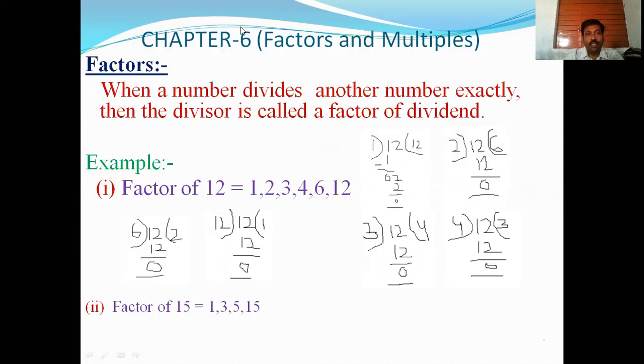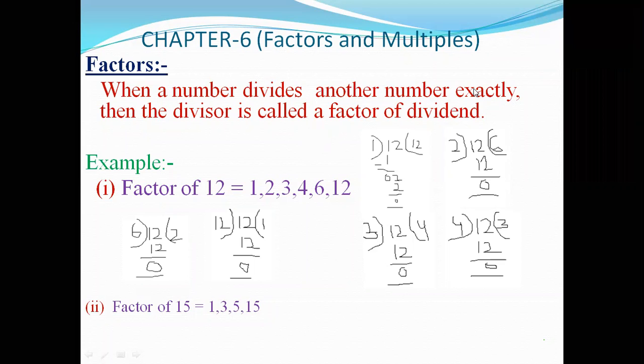When a number divides another number exactly, then the divisor is called a factor of the dividend. Example: factors of 12 are 1, 2, 3, 4, 6 and 12.